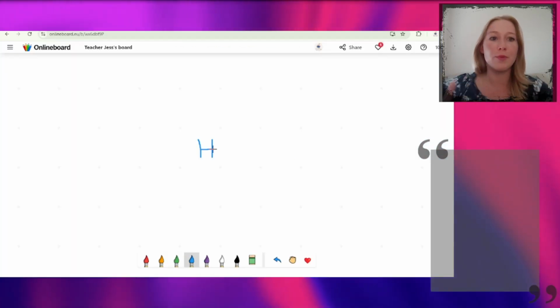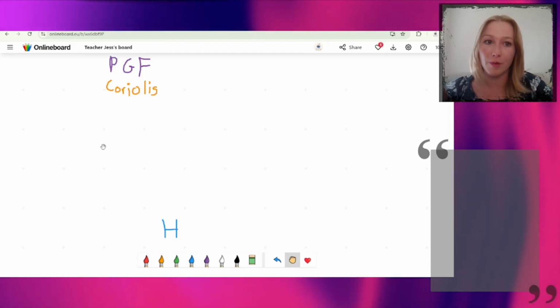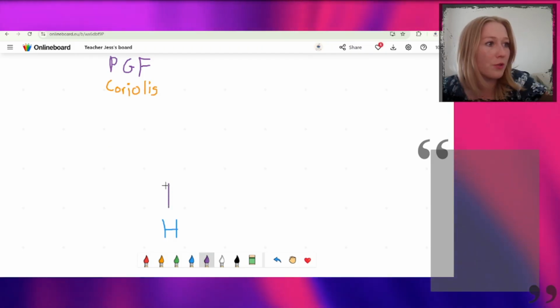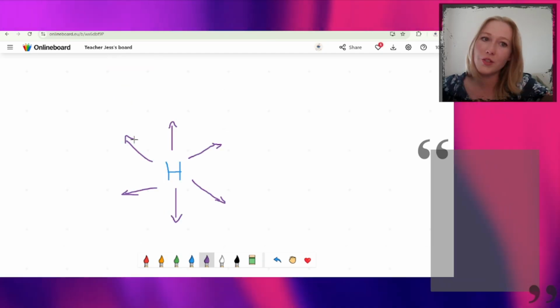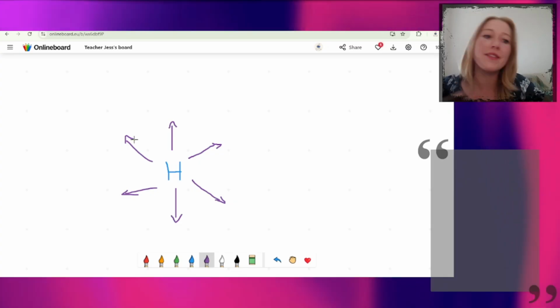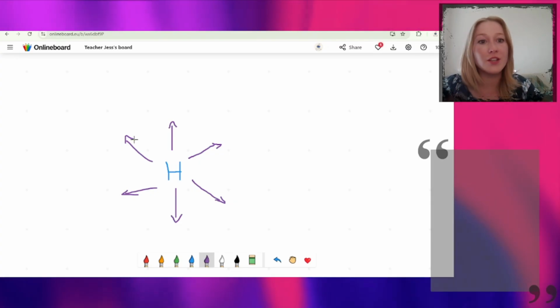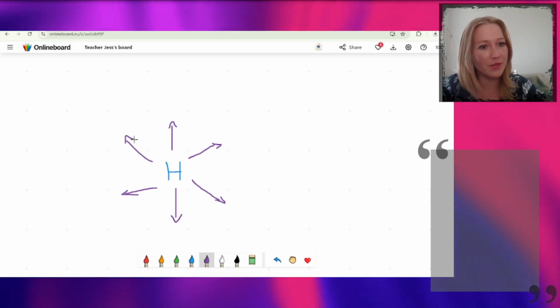If we remember, our pressure gradient force wants the wind to blow away from the high pressure. So let's just put in a few arrows. Yeah, that should be good enough. We've got a few arrows blowing away from the high pressure. And then we have Coriolis force. Coriolis force is a bully and it pushes everything to the left. Well, in the southern hemisphere, to the left.